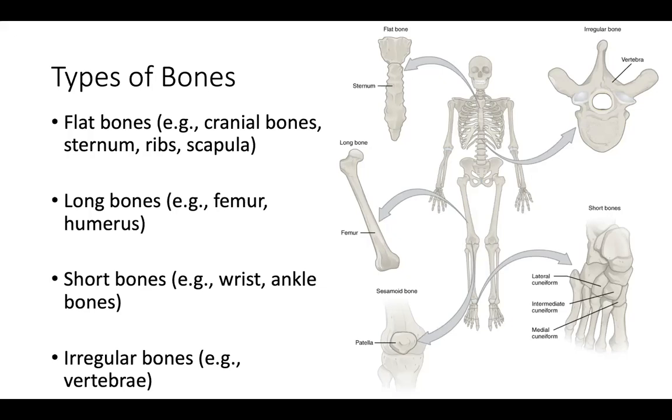There's one down here on the diagram, a sesamoid bone, which is your kneecap. Don't worry about that term. That's the only one that's that shape. So most of your bones in your body fall into one of these 4 categories.